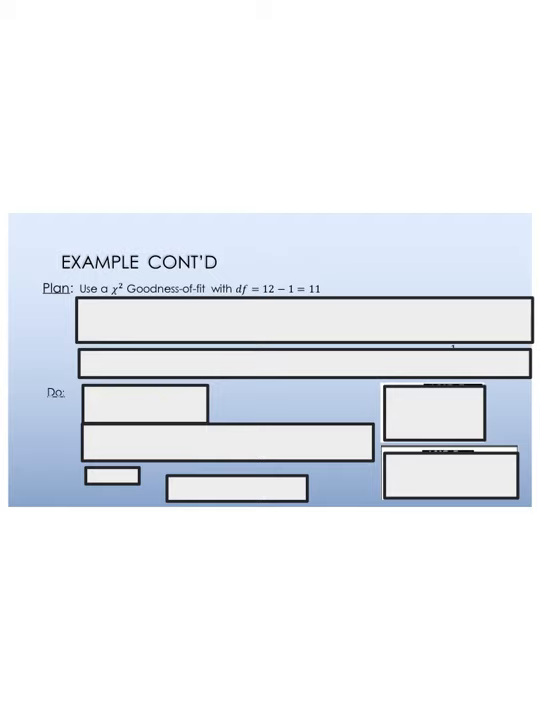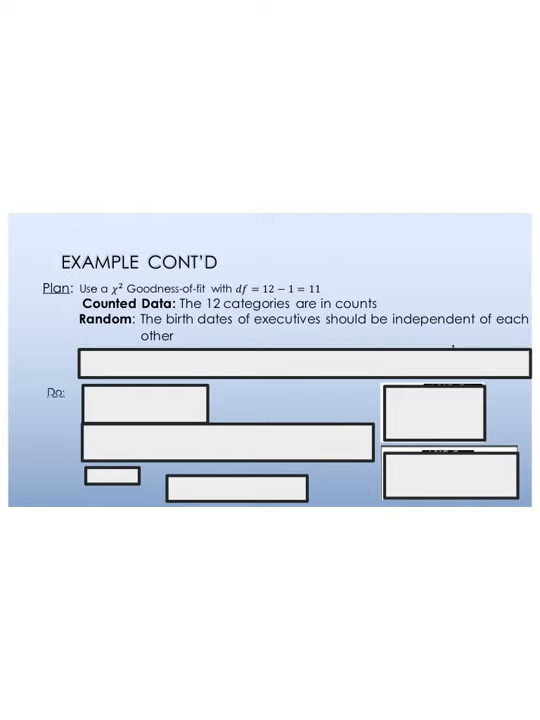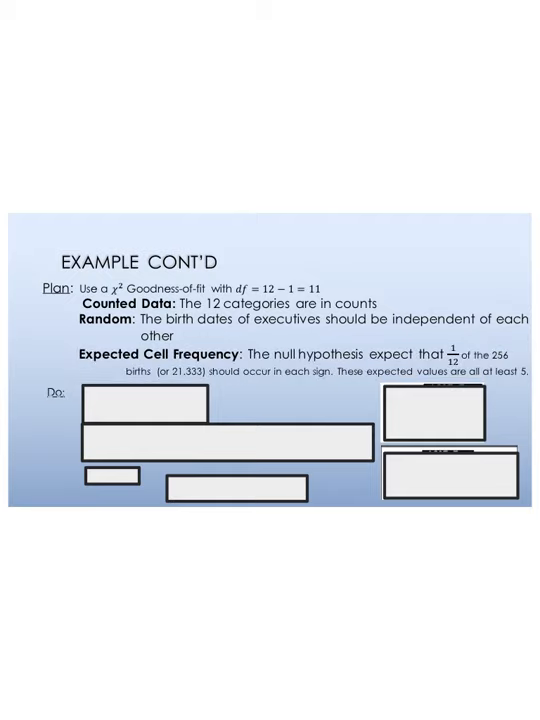Now we're ready for our conditions. We know the data are in counts from the 12 signs. The birth dates of executives should be independent of each other, so the randomness is fine. Our expected cell frequency: under the null hypothesis, we expect that 1 out of 12 of the 256 births, or approximately 21.333, should occur at each sign, because we want to know if they're uniform. And so these expected counts are all at least 5.